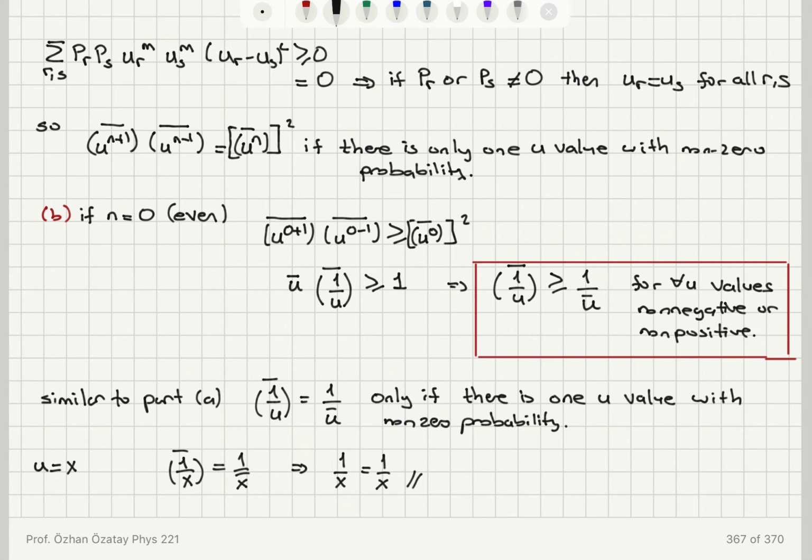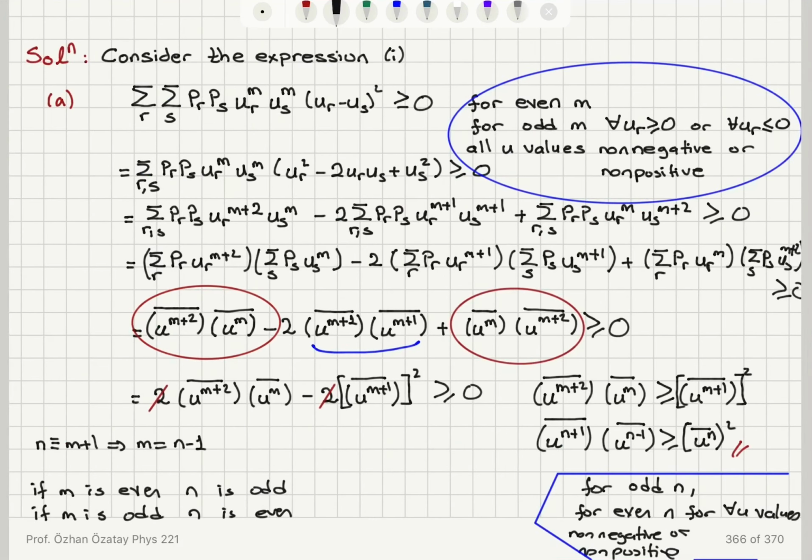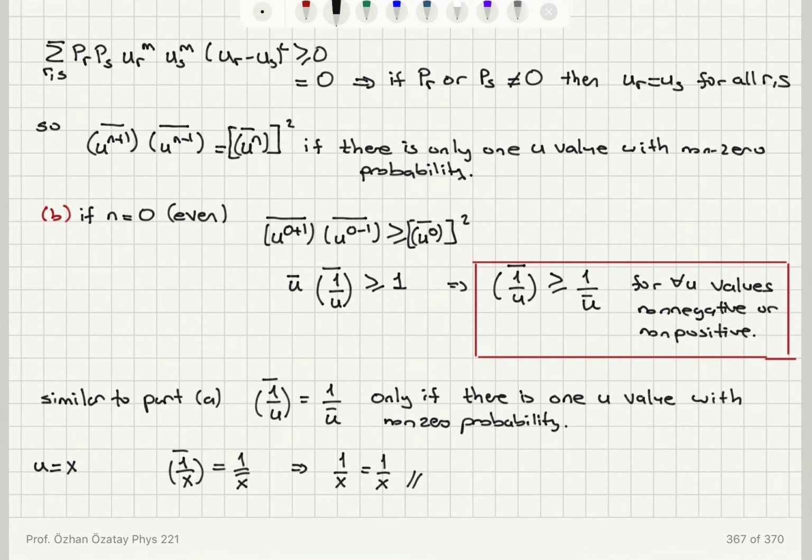But this actually comes from the starting point here, where we looked at the expression sum over R, S, P_R, P_S, U_R to the m, U_S to the m, (U_R minus U_S) squared. This is going to be 0 if U_R is equal to U_S for all non-zero probabilities. If you have a 0 probability, it's 0 anyway. Okay, so that will be our conclusion.